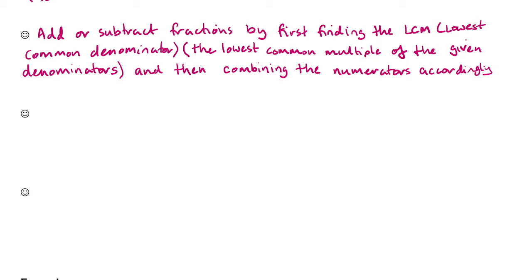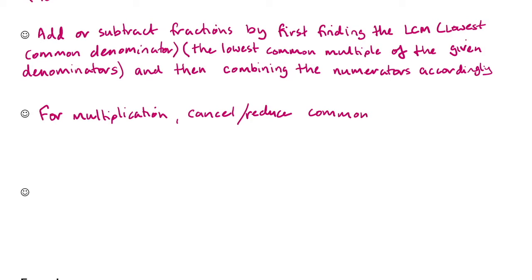Point 4 is all about multiplication. So what we're going to do is cancel or reduce common factors. Factors are the things that make up a multiplication, so each number can be considered as a product of one or two or more other numbers being multiplied together. They are the factors, the numbers that get multiplied together.